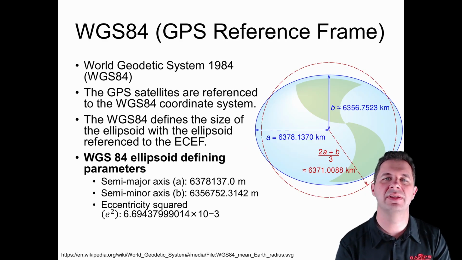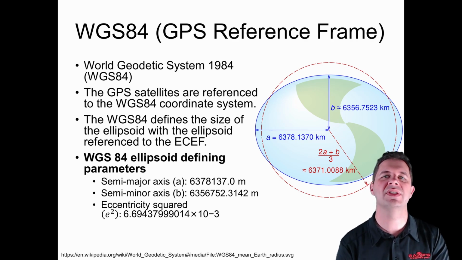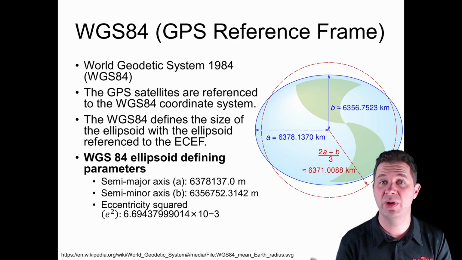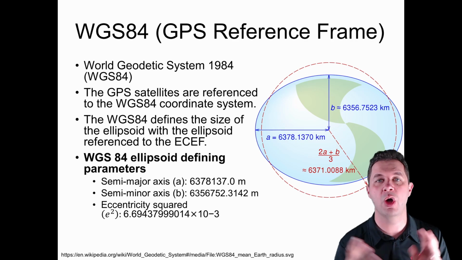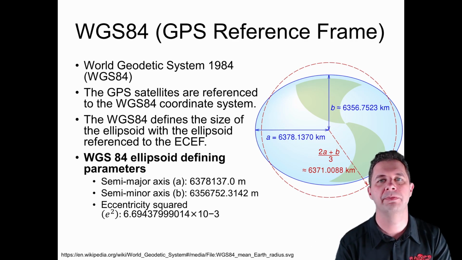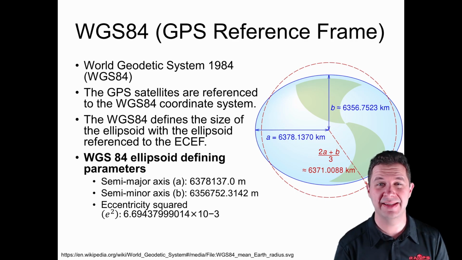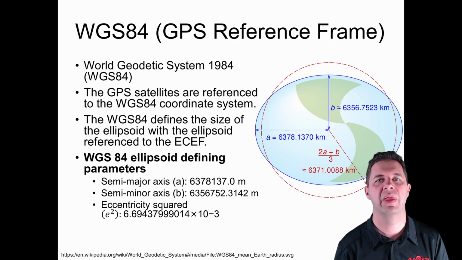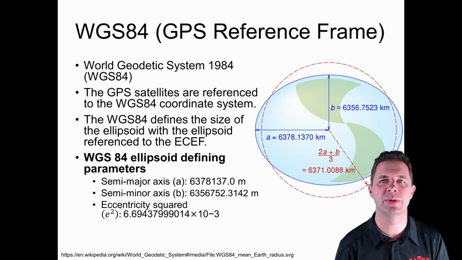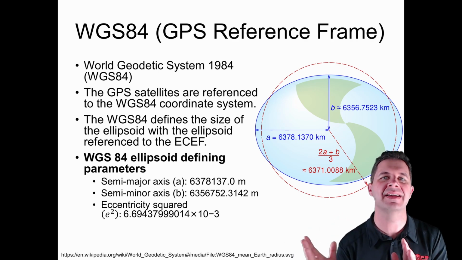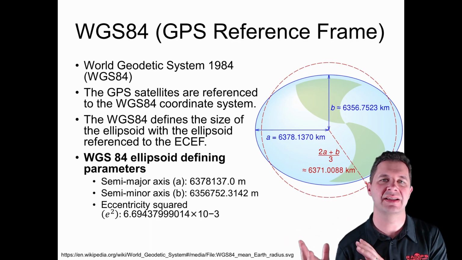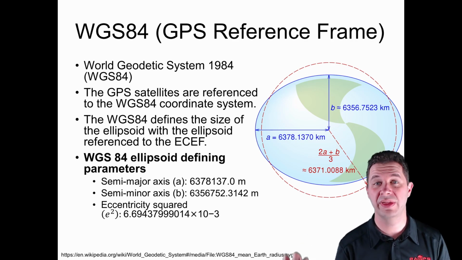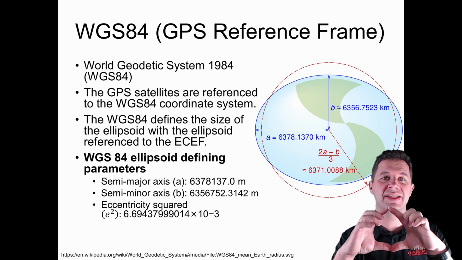Now, previously I mentioned WGS84. WGS84 stands for the World Geodetic System 84. There are previous ones like WGS77, but WGS84 is the most commonly used and the one that we use worldwide. WGS84 is what our GPS satellites are referenced to, and it defines the size and shape of our ellipsoid. So within WGS84, we have an ellipsoid with our semi-major axis A and our semi-minor axis B, along with our eccentricity squared value, which, remember, is a measure of how much this ellipse varies from a perfect circle.